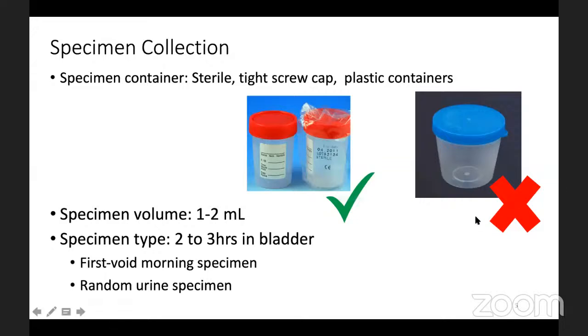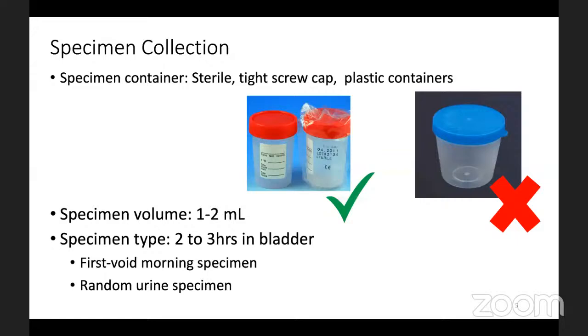So if this is brought to your store, kindly take it to where we do AFB culture, AFB for sputum, but not for urine culture. Usually 1 to 2 mL of urine will do for the tests. And then the type of specimen, we expect that the urine should have been in the bladder for about 2 to 3 hours prior to collection. And so people advocate first morning urine.